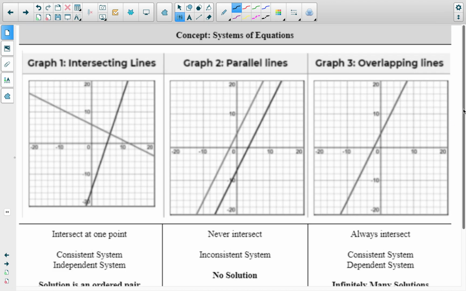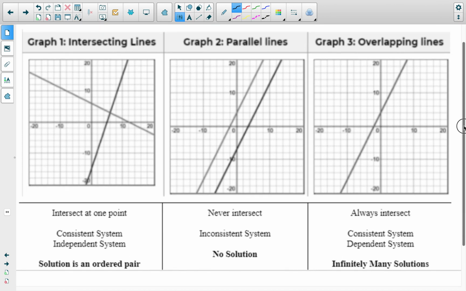This image is kind of blurry. The image in your packet is much clearer. The concept is that if we have two lines in the coordinate plane, there are three options. Those lines could intersect at a point, those lines could be parallel, meaning they would never intersect, or they could be the same line, meaning they're overlapping.